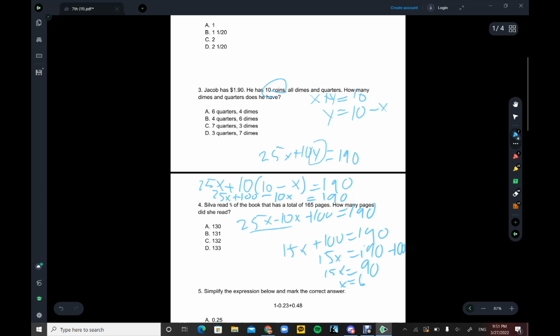So since x represents the number of quarters, obviously you would have 6 quarters, then you would have 4 dimes. So 6, because 10 minus 6 is 4, so you get 6 quarters and 4 dimes.